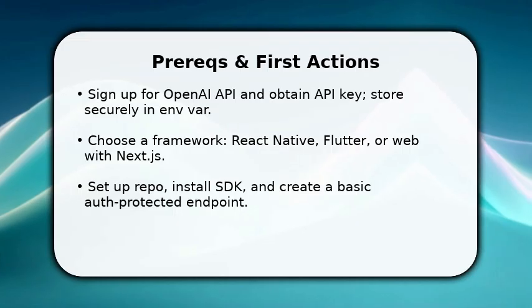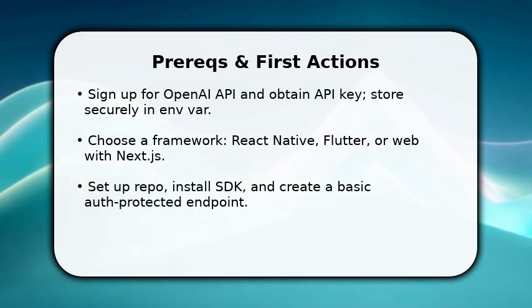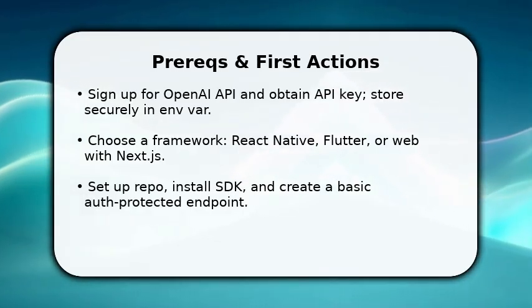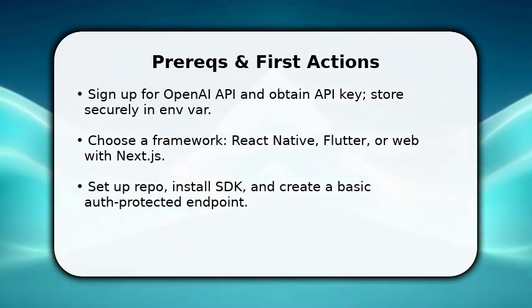Then create a server endpoint that proxies requests to the OpenAI API and enforces simple auth. Once done, confirm the endpoint returns a test response before building the UI. Now connect the UI to your proxy endpoint and implement prompt composition.